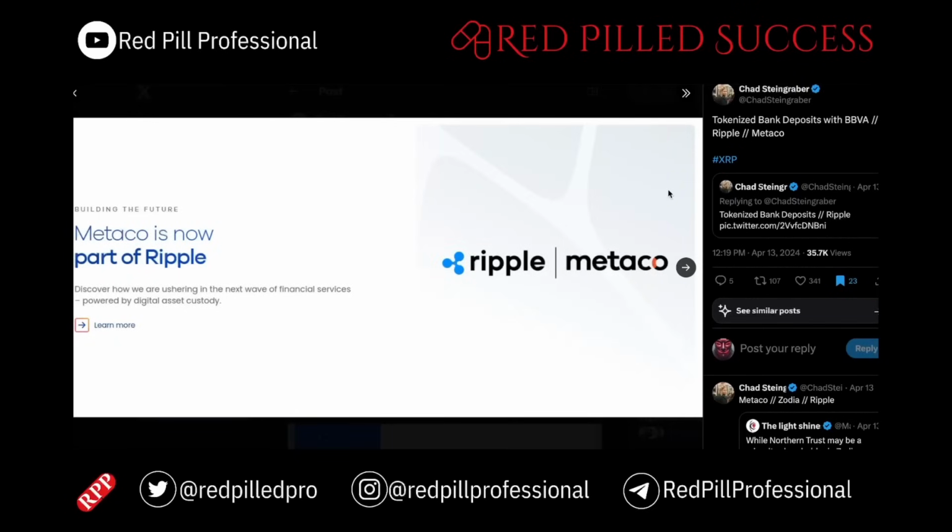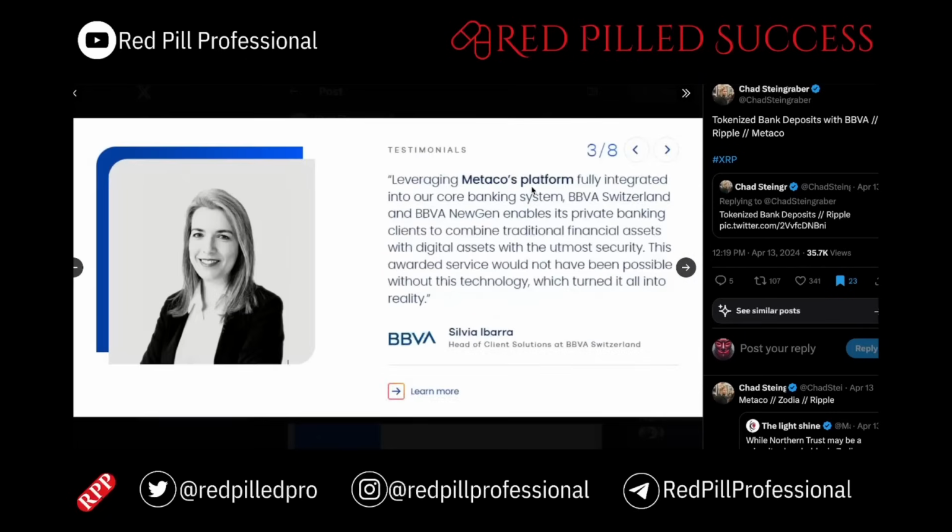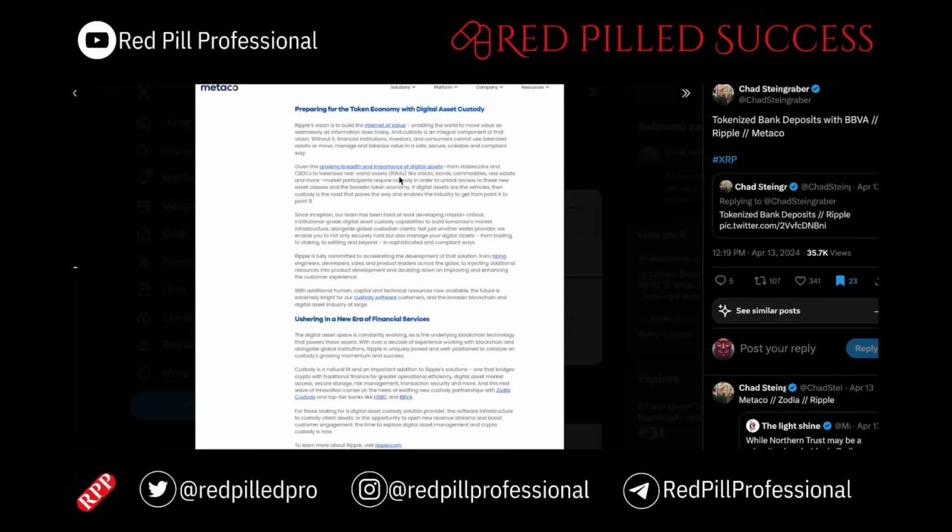Now, Ripple has been concentrating on partnering with and acquiring companies who concentrate on institutional custody. And why do you think that would be? Well, you need to be able to provide custodial services for these kinds of platforms that will be connected into institutional value. And one of those is Decode, which is fully integrated into BBVA. And it is explaining CBDCs, stablecoins, and real world assets. But it is talking about real world assets like stocks, bonds, commodities, real estate, and other financial instruments.